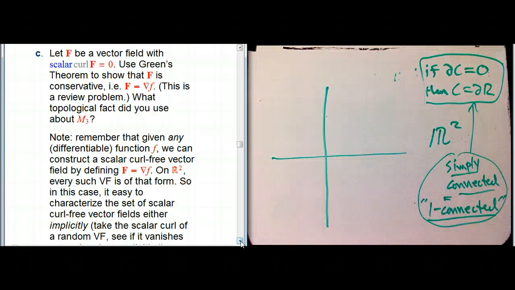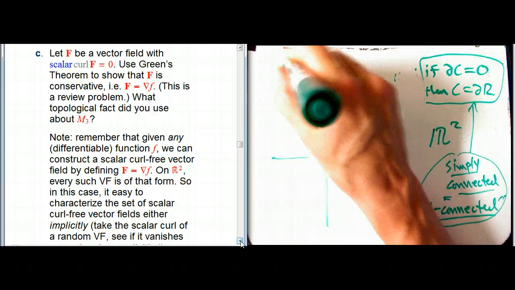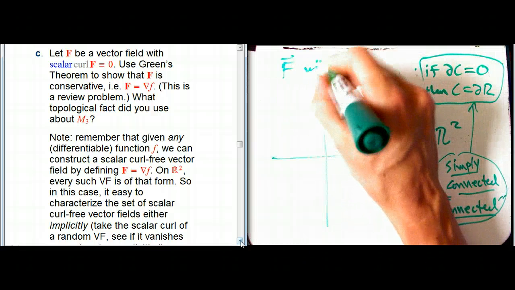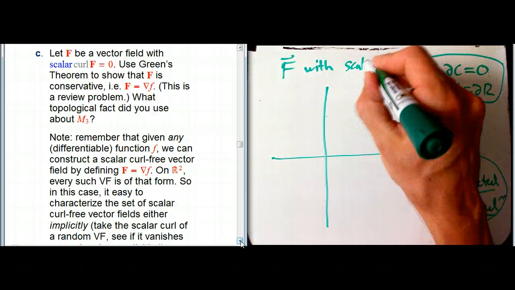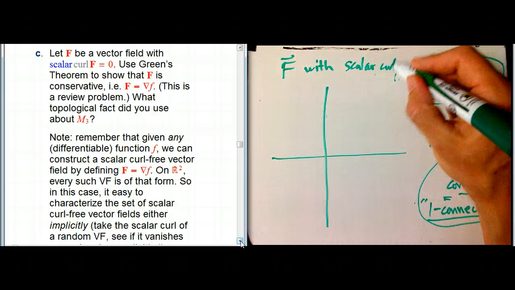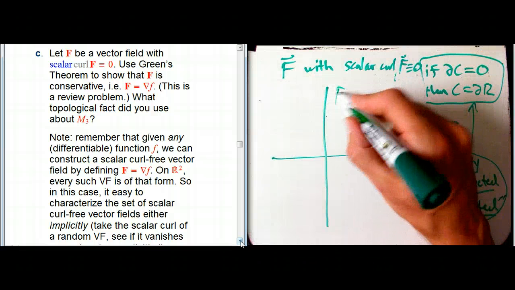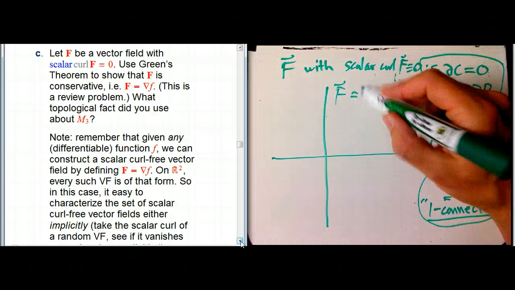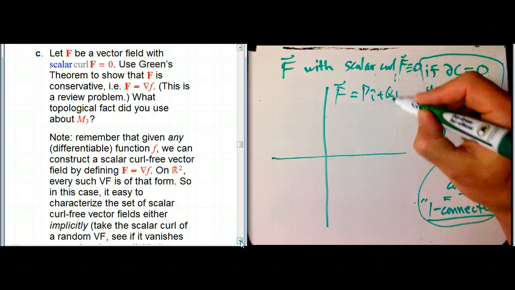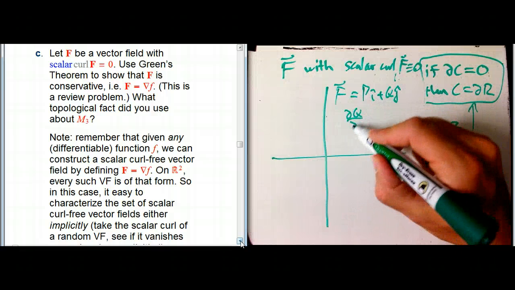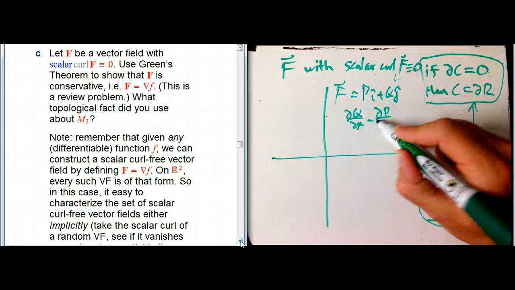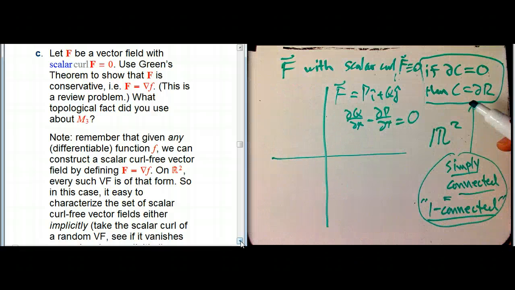But now we're interested in a more subtle problem. Now we're not going to take a function. We're going to take a vector field with what I call the scalar curl, and I realize that's not everybody's notation for that. And let's say that's identically 0. What that means, as I think I've explained in earlier videos, is that if f is pi plus qj, it just means dq/dx minus dp/dy equals 0.